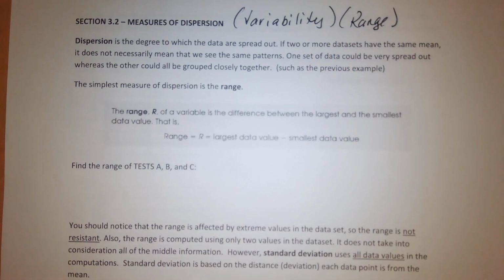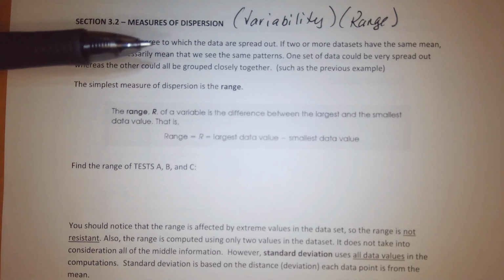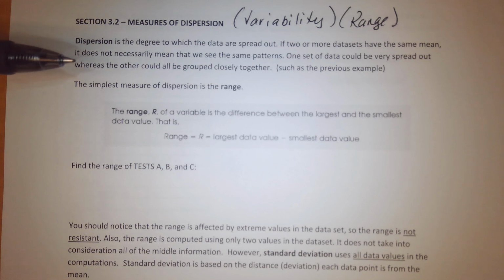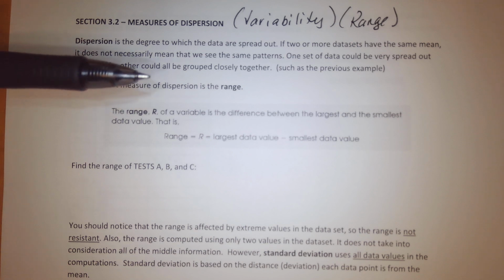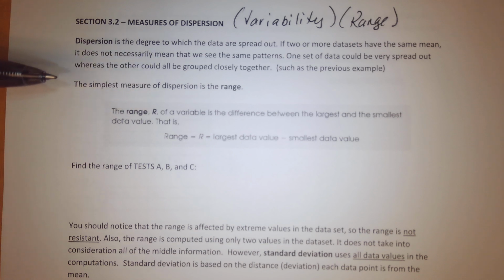Okay. So the dispersion is the degree in how widespread the data is. If two or more data sets have the same mean, it doesn't necessarily mean that they have the same patterns, as we saw in the previous example. One set of data could be very spread out where the other could be all grouped closely together. Again, just like the previous example. The simplest measure of dispersion is called the range.